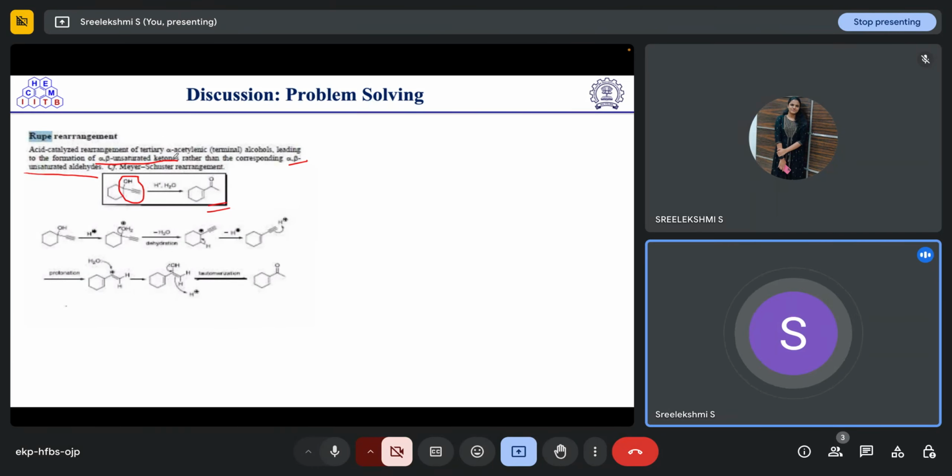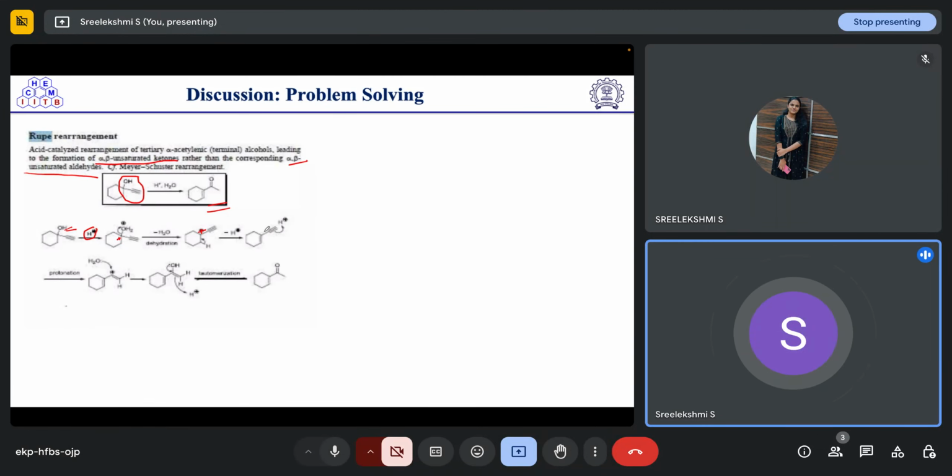So let us see the mechanism of this reaction. First, we know in the presence of this acid, this alcohol is getting protonated and it will eliminate to give a positive charge over this center. That is, this is a carbocation, and to stabilize that carbocation, one proton is leaving. So here the double bond will be formed and this carbocation will be stabilized.